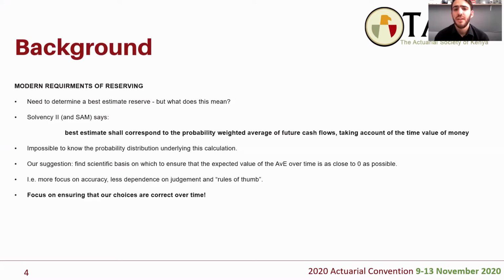So our suggestion then is to find a scientific basis on which to ensure that the expected value of the AVE result over time is as close to zero as possible, meaning you're minimizing your error and maximizing your predictive accuracy. So less dependence on judgment and rules of thumb, and more focus on accuracy. So ensuring that our choices are correct over time.